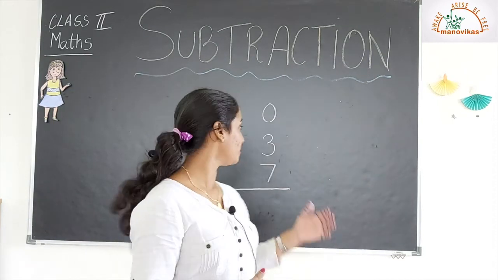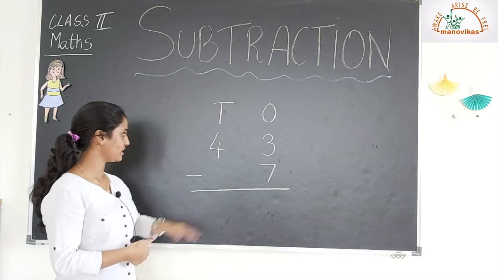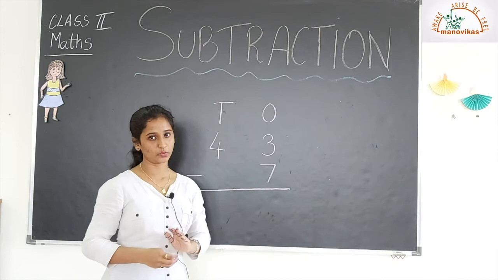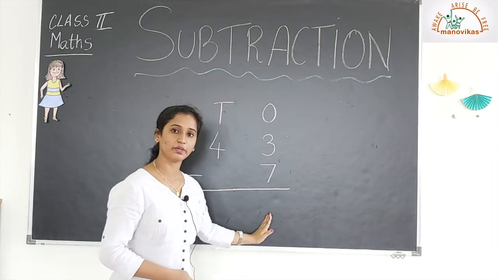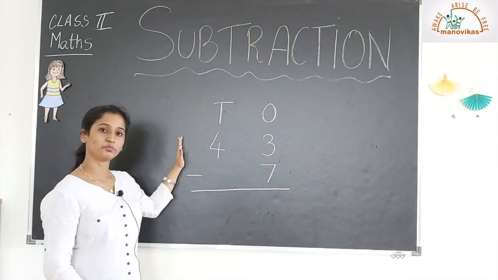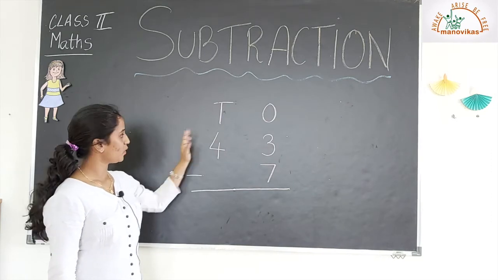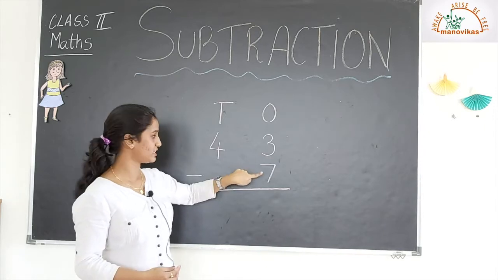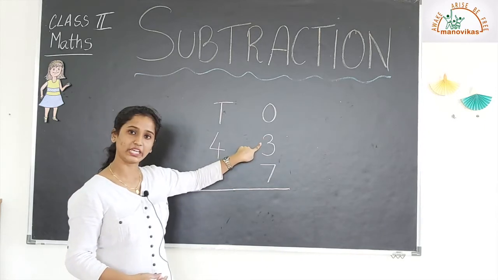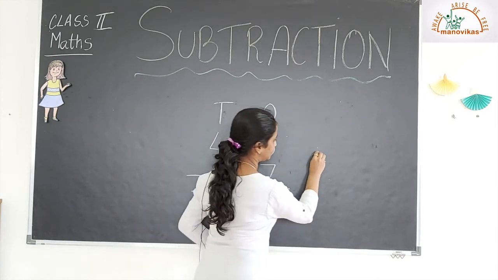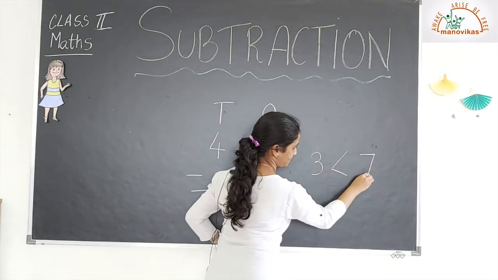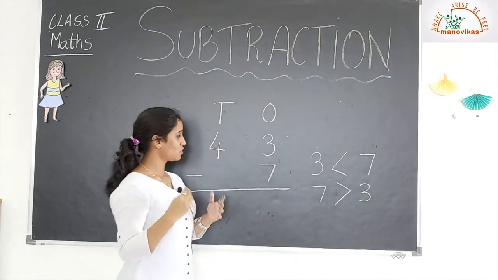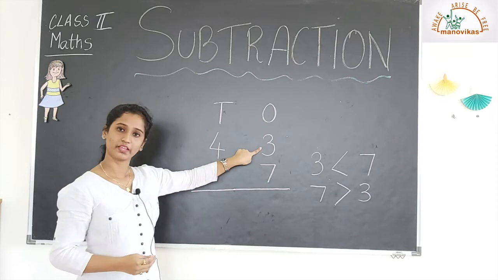We need to perform this subtraction. So we have the numbers 43 minus 7. Now we know the rule that we need to always start with the ones column and then move to the tens column. Here we have 3 minus 7. Now can you tell me, can you take away 7 from 3? No, we know that 3 is less than 7 and 7 is more than 3. So we cannot take 7 from 3.